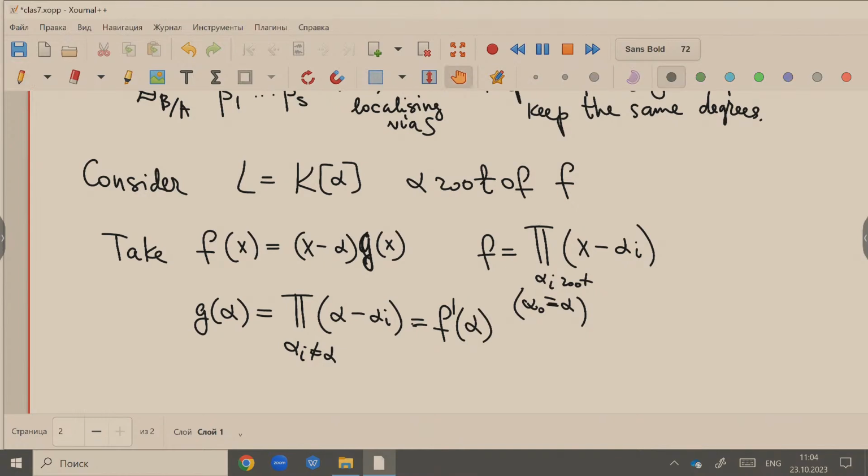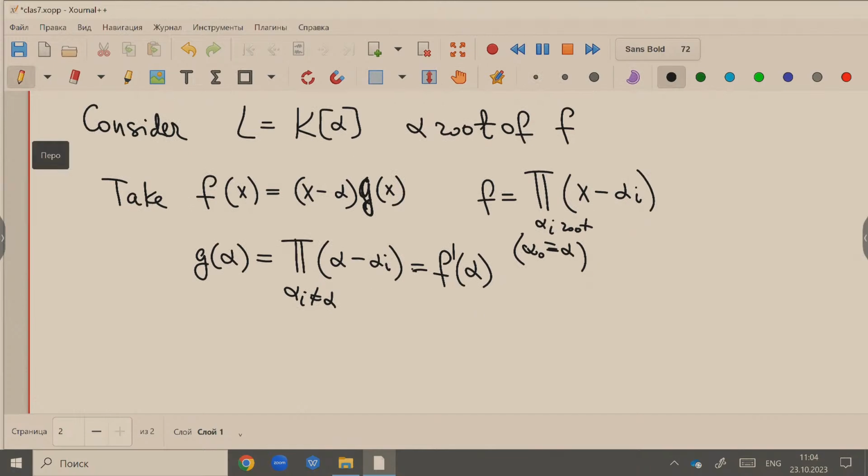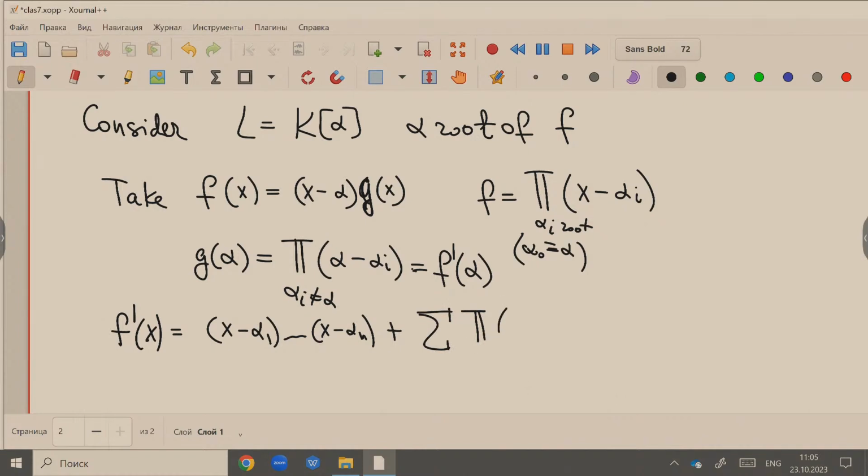The proof is just a straightforward calculation: if you take this product and take the derivative via the Newton-Leibniz formula, then f prime of x has the component (x minus alpha_1) through (x minus alpha_n), plus the sum of the products of x minus alpha_i where you omit one factor, starting from alpha_0. Let me get rid of the product now.